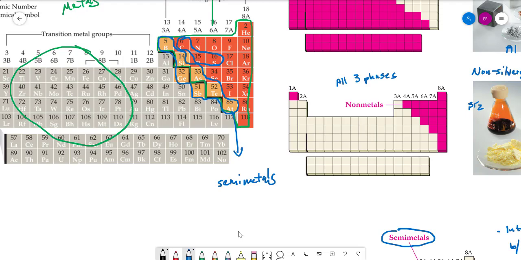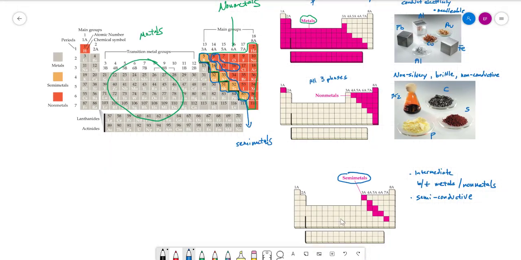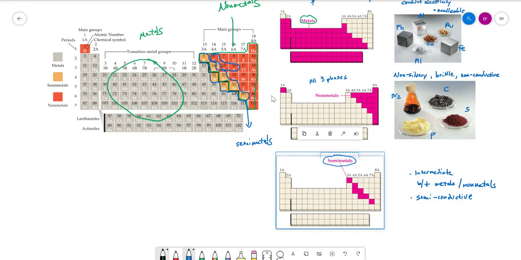So just to zoom out here and give you a sense, these are three big general categories that are different than the groupings in just the vertical columns of the groups, based on the similarity in these chemical and physical properties that they have.